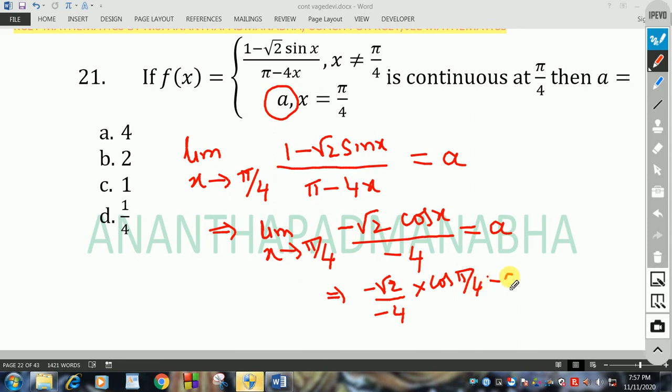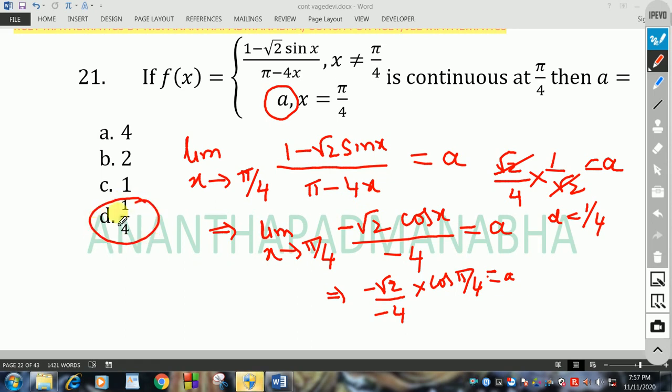Cos pi by 4 is equal to a here. Cos pi by 4 is 1 by root 2, so it is root 2 by 4 into 1 by root 2, which is equal to a. So root 2 is eliminated, and a will be equal to 1 by 4. A equals 1 by 4. So option D is the right answer.